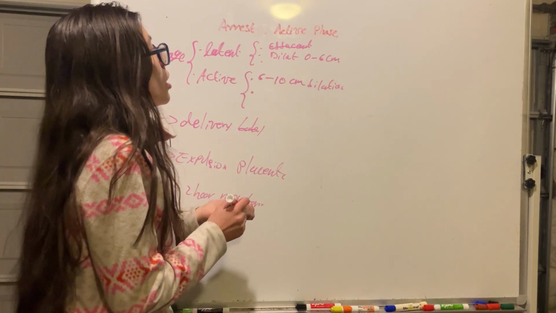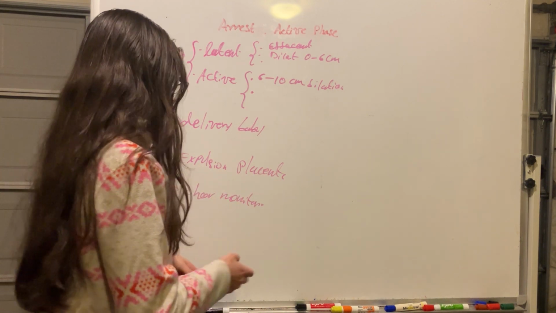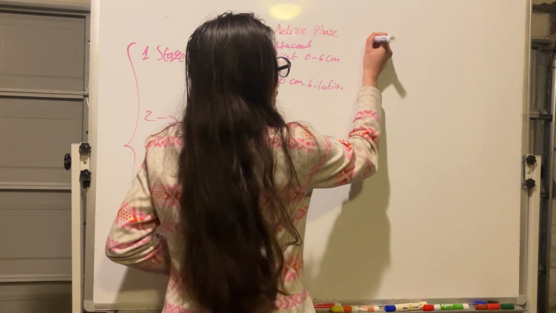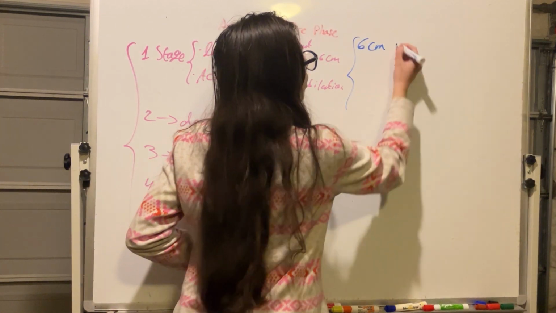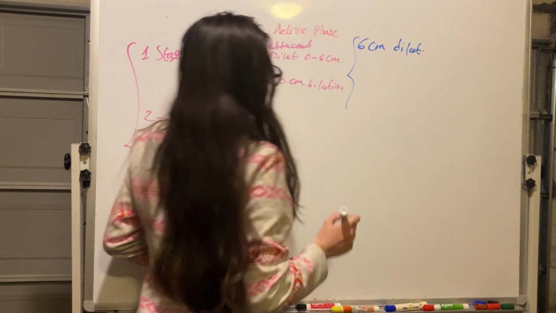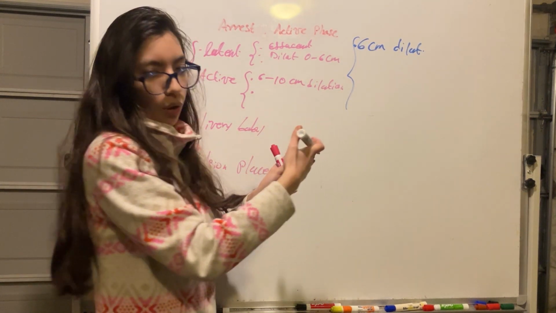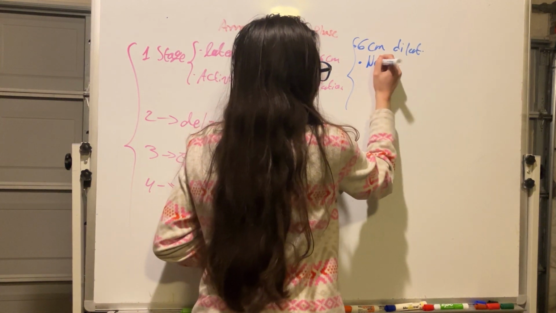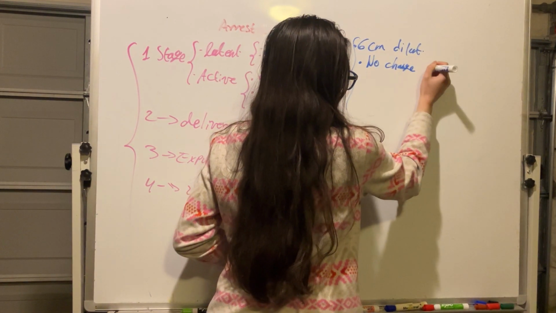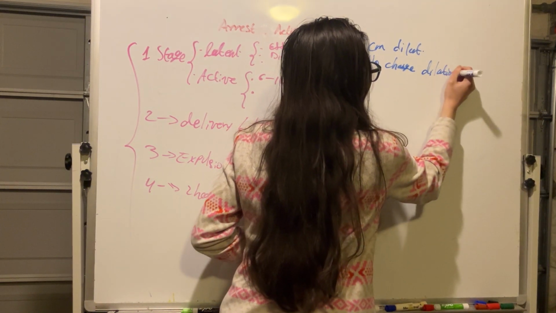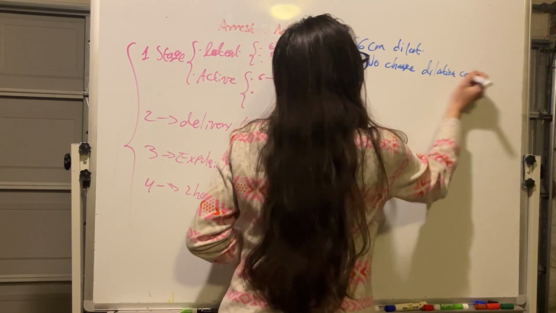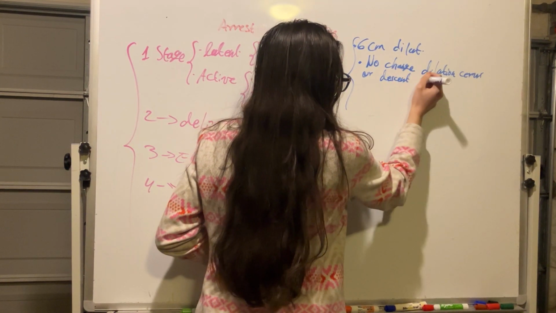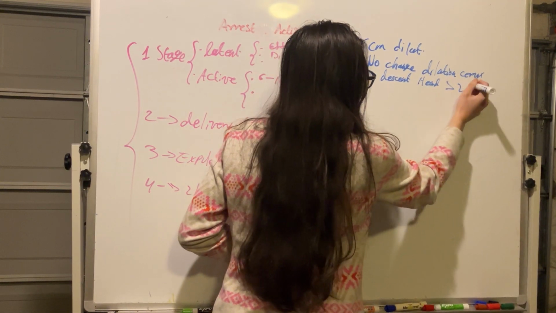A basic definition of arrest of active phase is that first we need to be in the active phase, so we already need to be 6 centimeters dilated, and arrest is that we are having no change. So sometimes it's considered as having no change in the dilation of the cervix or the descent of the head of the baby for more than 2 hours.